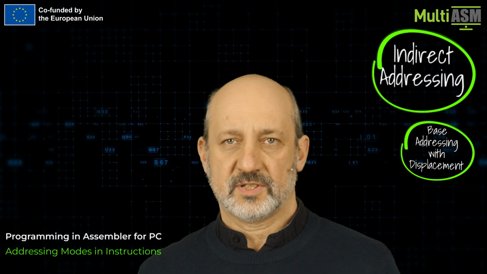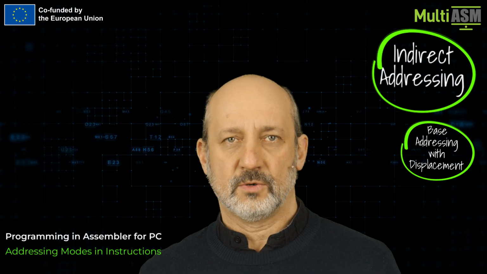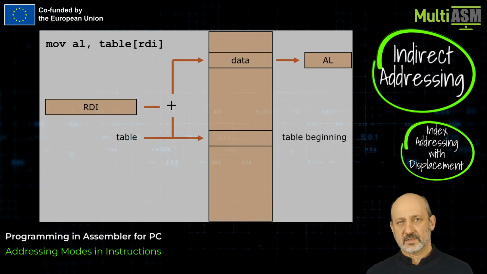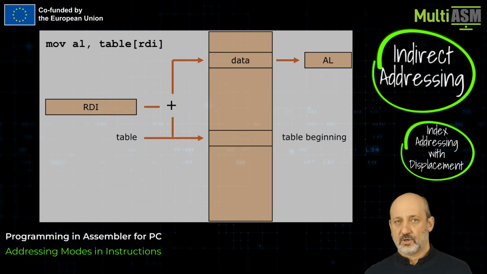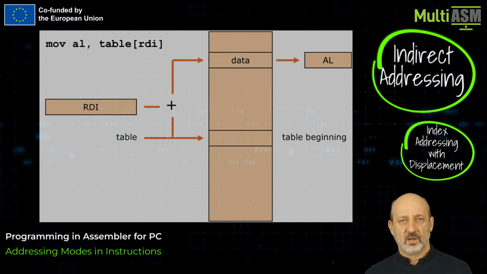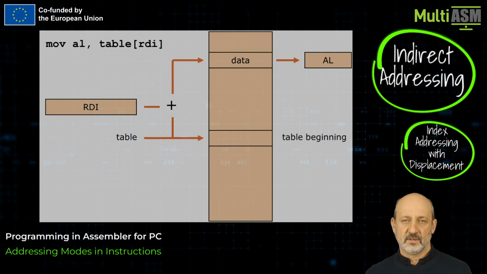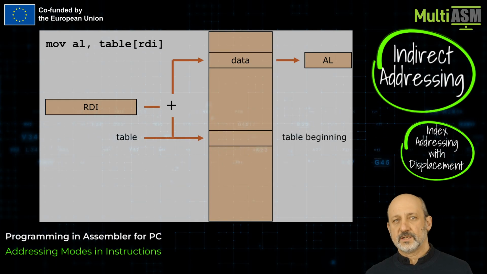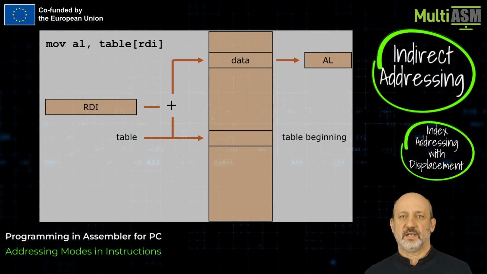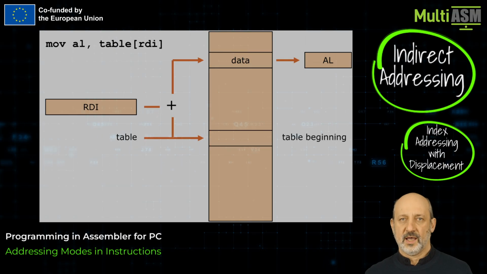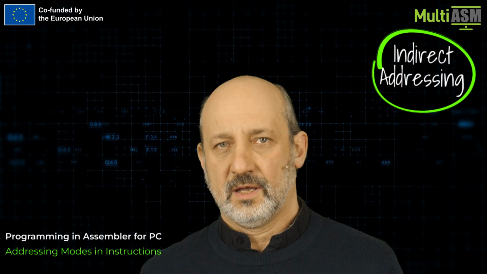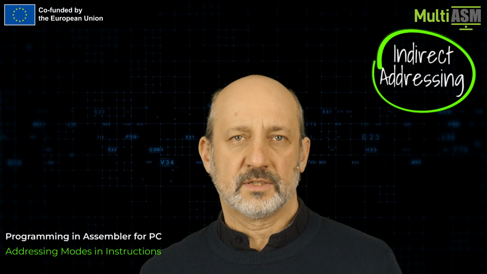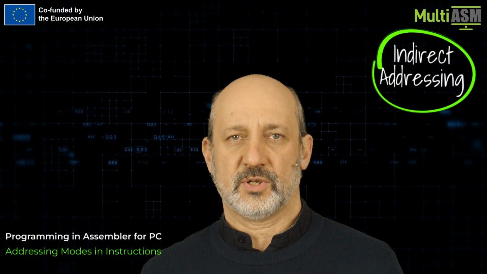A similar addressing mode is index addressing with displacement. Index addressing mode with displacement uses the index register with an additional constant added. So the final effective address is a sum of the content of the index register and the constant. It can be interpreted as the address of the data table is a constant, and the index register is an offset of the byte in a table. As you could note, currently the difference lies only in the interpretation.